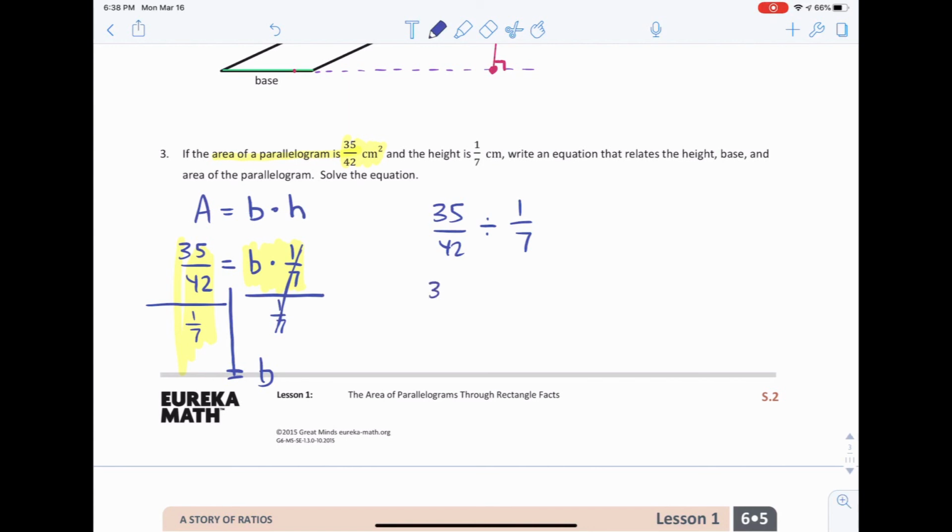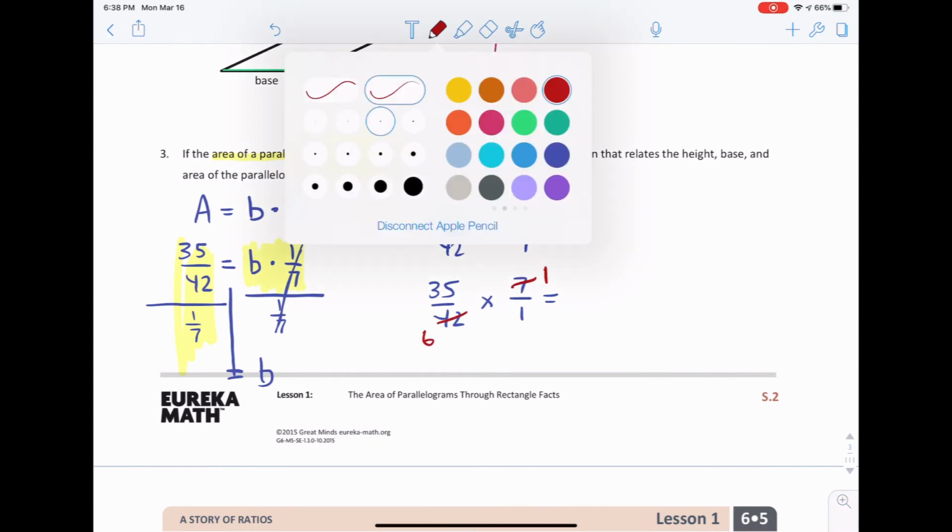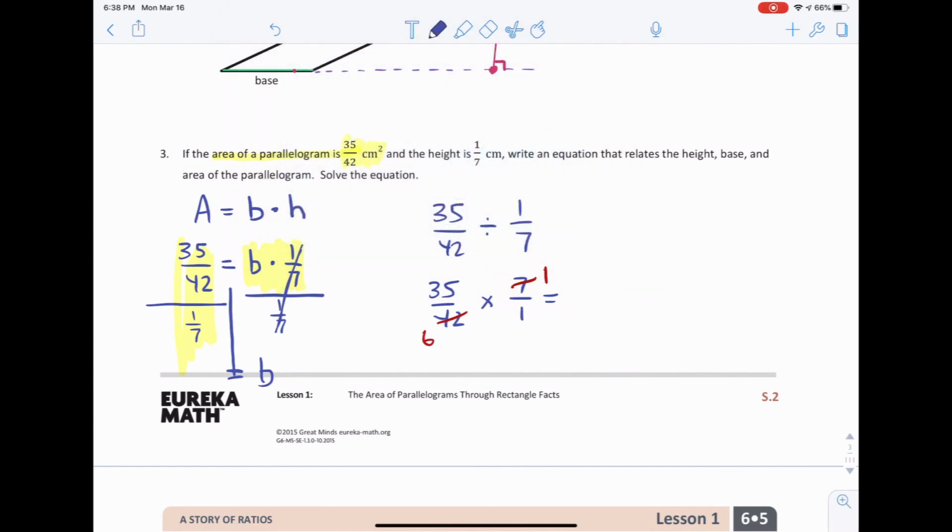KFC. Keep, flip, change. So I'm going to go ahead and work that out, and that's going to give me my answer. So I'm going to do some cross canceling. 7 goes into 42 6 times, so that's 1 and that's 6. And then that leads me to a much easier problem. 35 times 1 is 35, and 6 times 1 is 6. So the answer really is 35 over 6, simple as that.